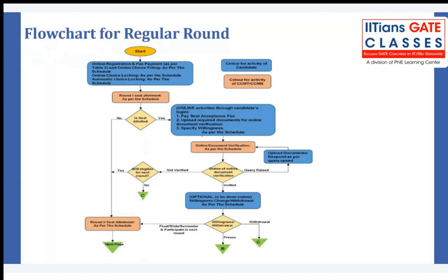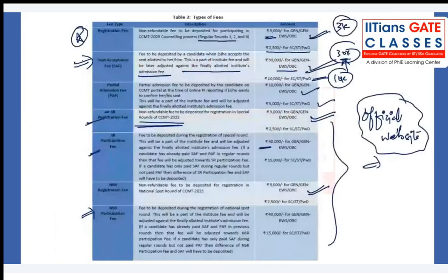Now we will understand the entire process, the entire regular rounds, using the flow chart. This will give you a complete picture, step by step. So the very first step is the online registration and the fee payment as per Table 3. That Table 3 I have put here.